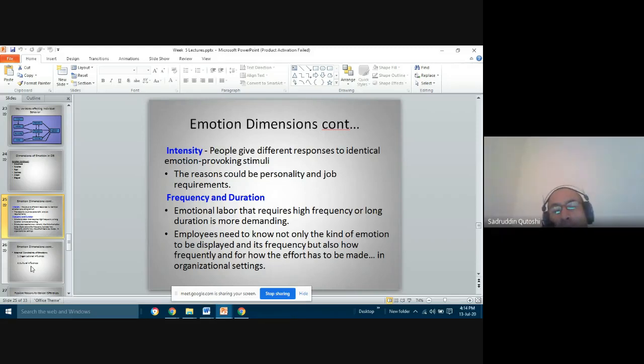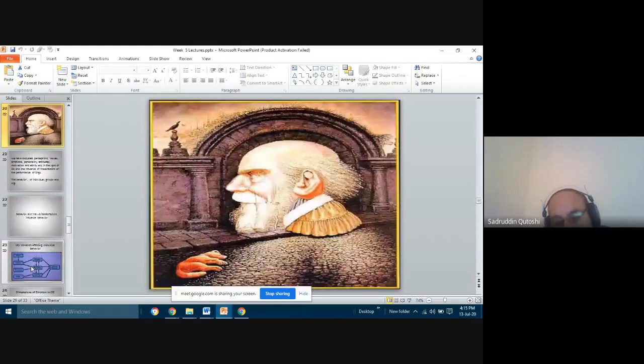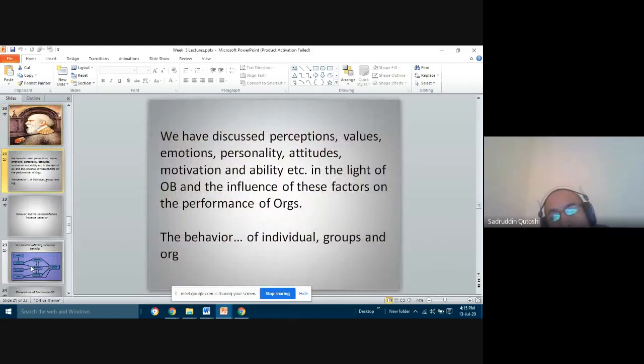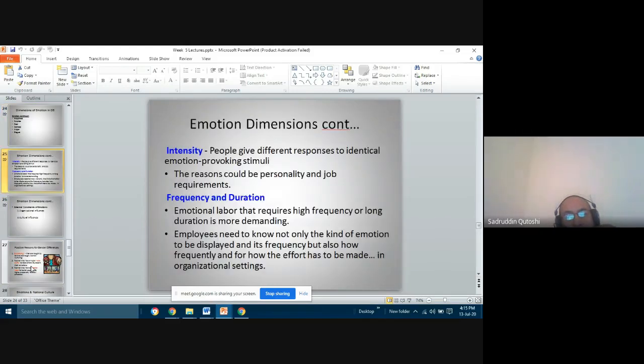And you can come up with your own examples, and that of your siblings at home and your close friend circle. When you look at those people, how they react in similar, identical emotion provoking situations, they react in a different manner, and you can understand the whole background. So you can go back to those slides which we thoroughly discussed. For example, you see here the perception, the values, the emotion, the personality, the attitudes, motivation, ability, and all these kinds of things you can link with these particular responses.